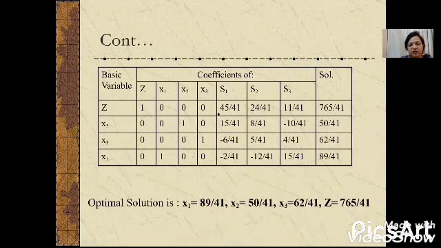Now, in this case, we can see here that in the Z row there is no negative coefficient. So we have reached the optimal solution, and from here we can see that x1 is 89 by 41, x2 is 50 by 41, and x3 is 62 by 41, and Z is this.